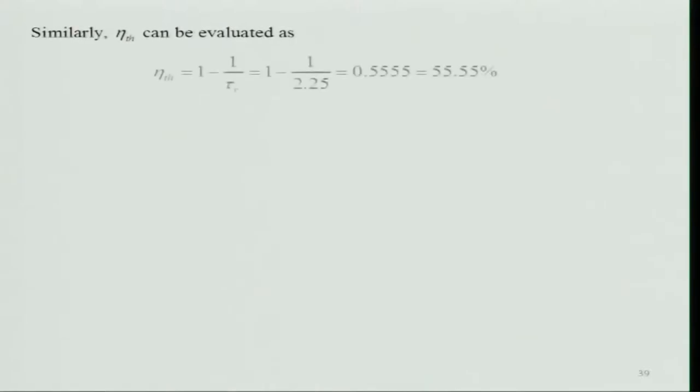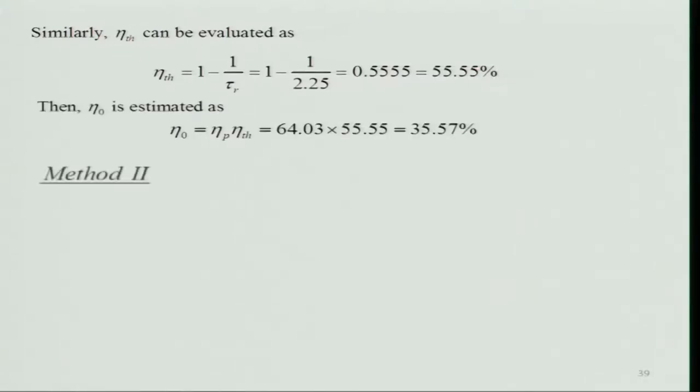Similarly, thermal efficiency: we know this tau r, 2.25, and you can get 55%. And when you multiply these, you will get the overall efficiency of 35.57%, even under ideal conditions, which is quite a low value if you compare it to your other engines.